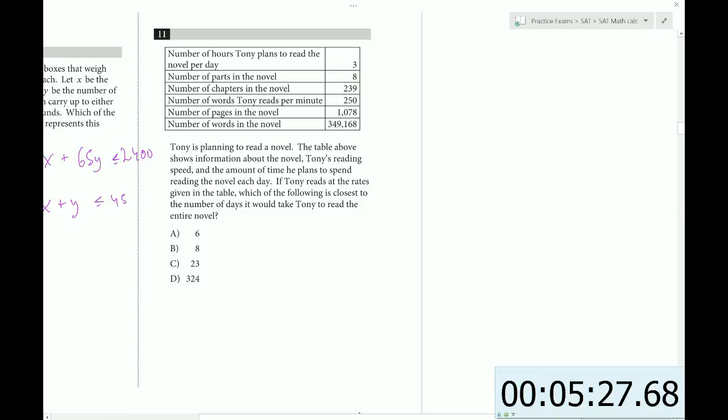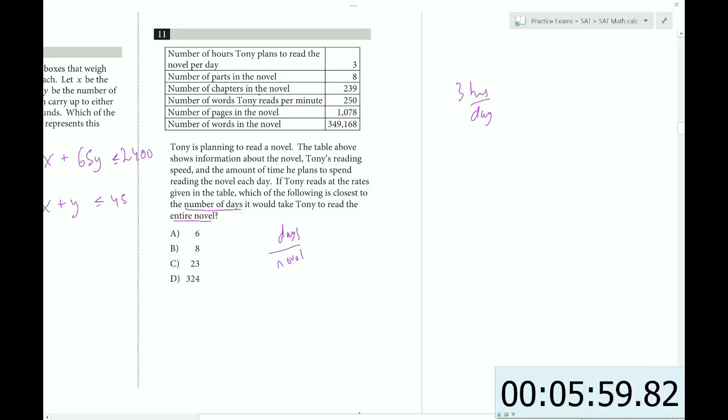Tony is planning to read a novel. The above table shows the speed, and so on. If Tony reads at the rates of the given book, which of the following is closest to the number of days it would take him to read the entire novel? So we want the number of days per novel, basically. Days per novel. Or it might just be days. We'll see. So, number of hours Tony plans to read the novel per day: 3 hours per day.